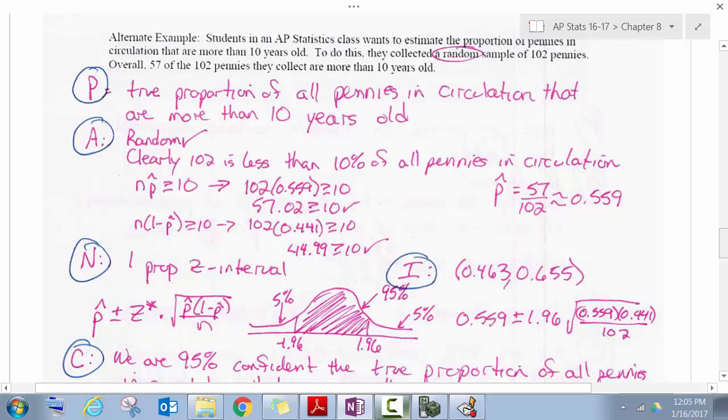To do this, they collect a random sample of 102 pennies. Overall, 57 of the 102 they collect are more than 10 years old. So we do our PANIC. I'm not going to number the steps, but I have the letters for the steps.